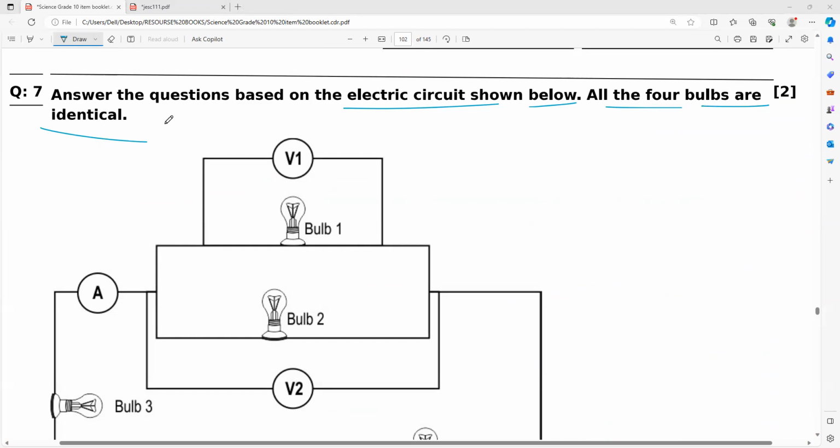Identical. What do you mean by identical? Same places, same bulbs. Same bulbs means identical. Their power is same, their resistance is same, and the supplied voltage, whatever it is, is same. That is what is asked.